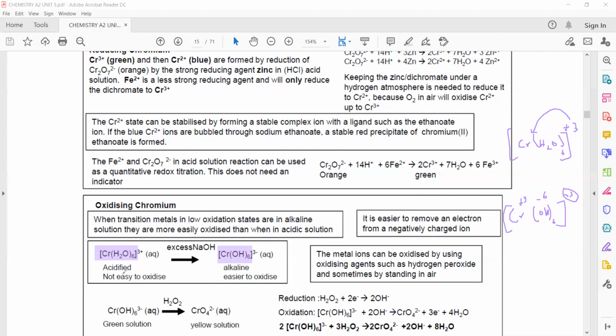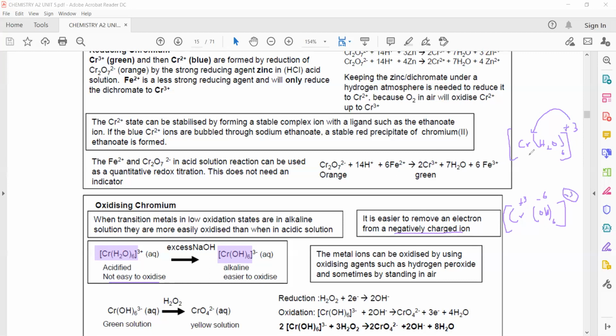If we have chromium acidified with water as a ligand, it is not easy to oxidize. Oxidation means addition of oxygen or removal of hydrogen, so it is difficult to remove hydrogen from the substance or add oxygen. But when it is in alkaline solution, we can easily oxidize it, using any oxidizing agent. It is easier to remove an electron from a negative ion. Why is it easy to remove electrons?